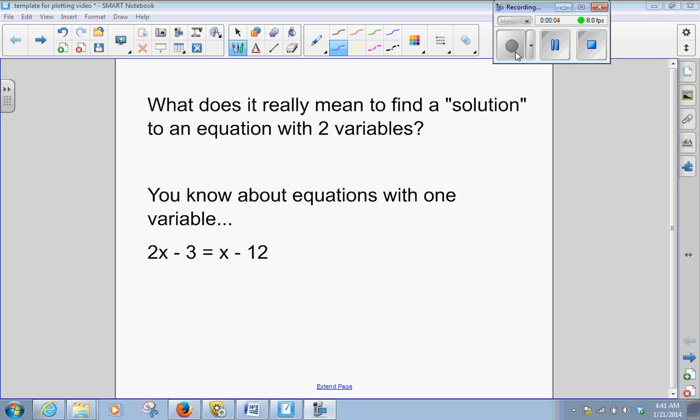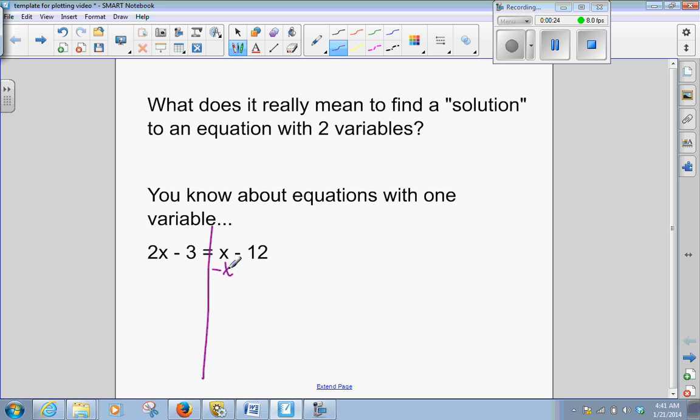So we're going to talk about what it actually means to find a solution to an equation. And we've done equations with just one variable in them before. In order to find the solution, we have to isolate our x in order to be able to solve. So I've got an x over here and I've got an x over here. I've got to get rid of one of them.